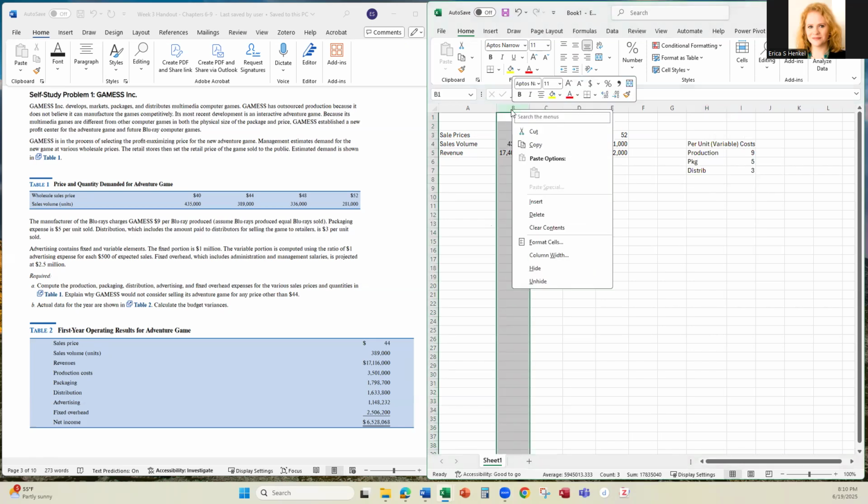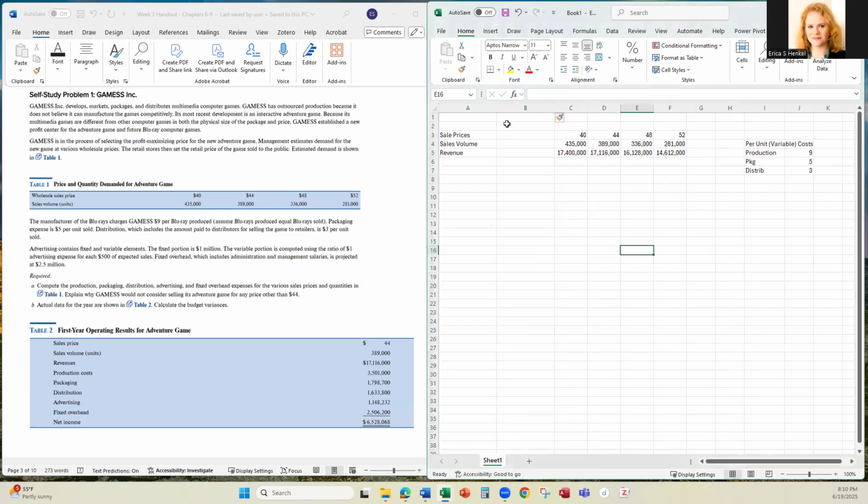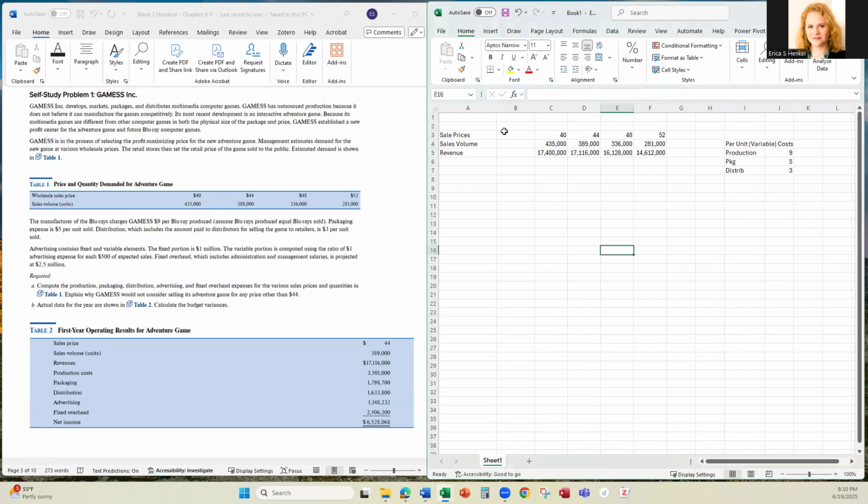I'm going to just go ahead and insert a column here, right? Now, I'm going to leave that here. But for the expenses, right, we're going to put packaging. I'm just going to do the same line items they've got below, right? So production, packaging, and I'm doing it for all of them. They did give us this one example at 44, but I want to walk through these. Okay, so distribution.